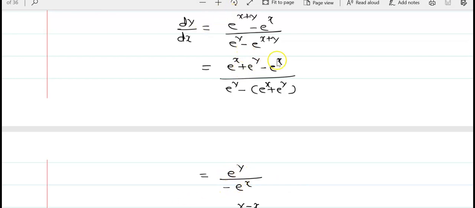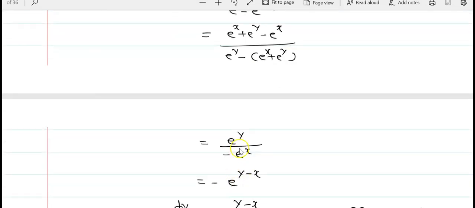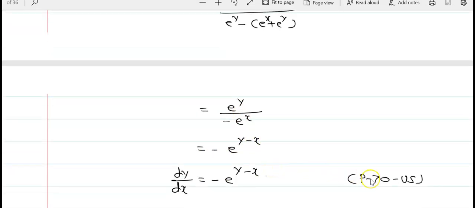Plus e raised to x and minus e raised to x get cancelled. Then you will get e raised to y. And from the denominator, e raised to y minus e raised to y get cancelled. You will get minus e raised to x. And by using the indices, minus e raised to y minus x. This is on page number 70, unsolved question.